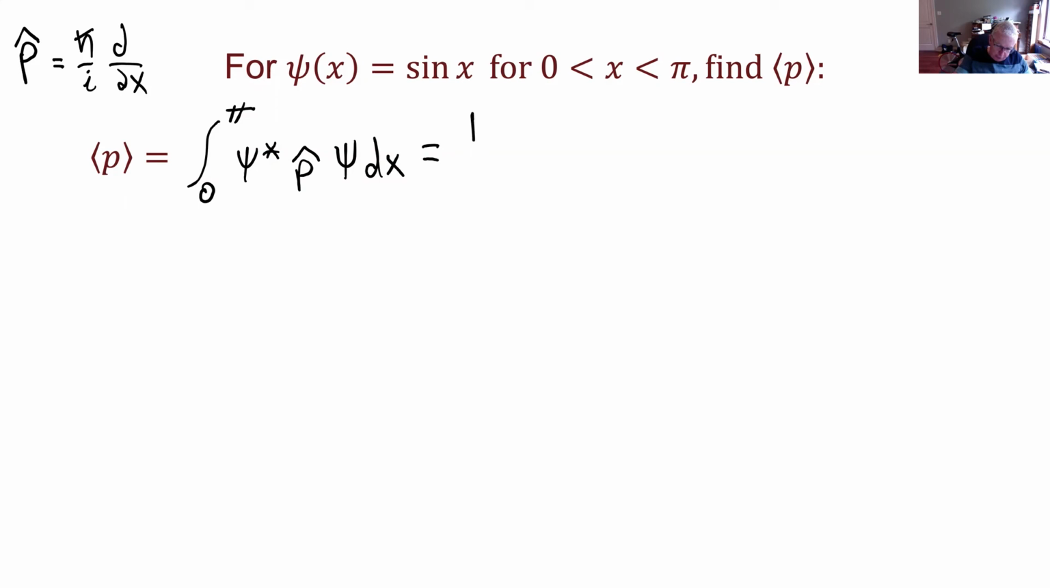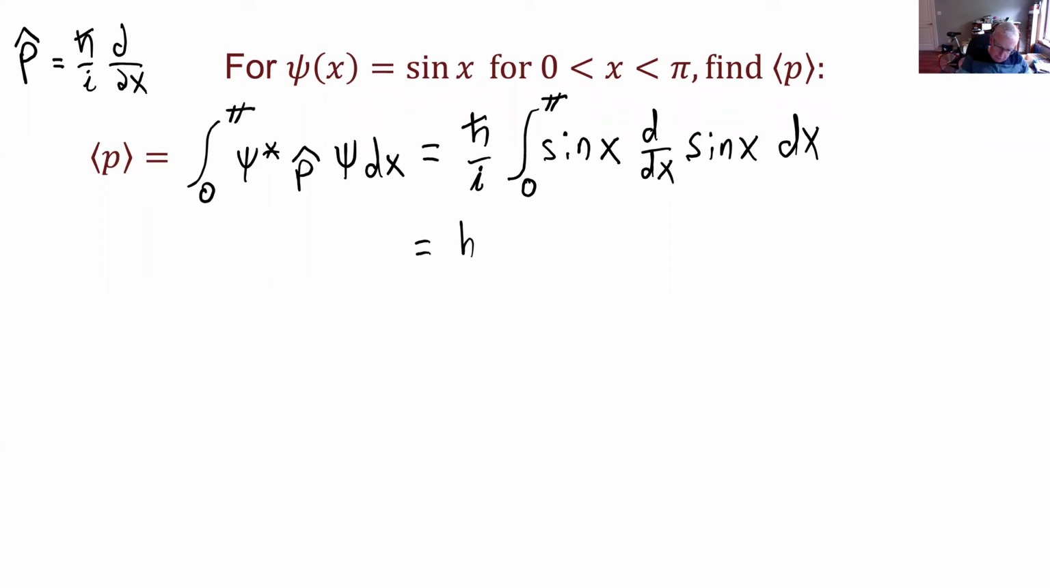Now I'm going to put in what my operator is. This gives me h bar over i out here, and then I've got my integral from 0 to pi. I've got sine of x, and then I have the derivative of sine of x, dx. That's going to be the integral of h bar over i from 0 to pi. What do I get? I get sine x cosine x in there.